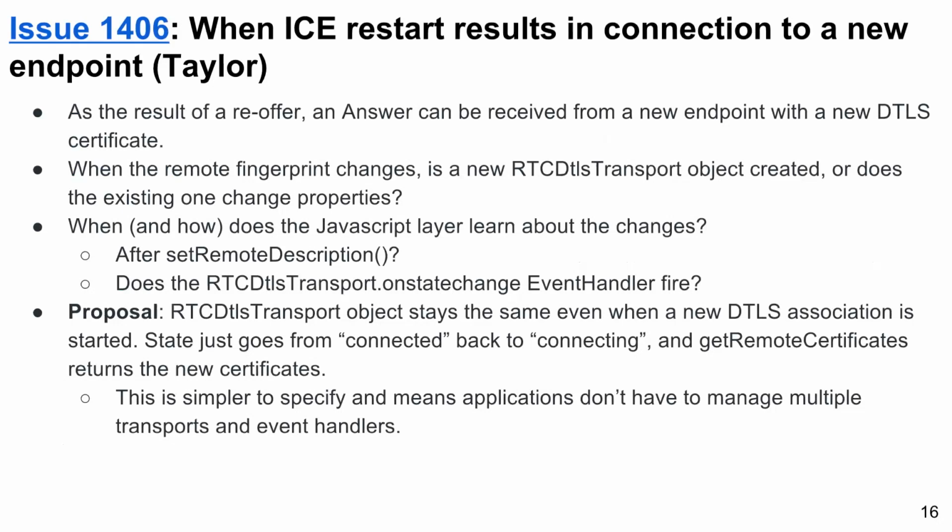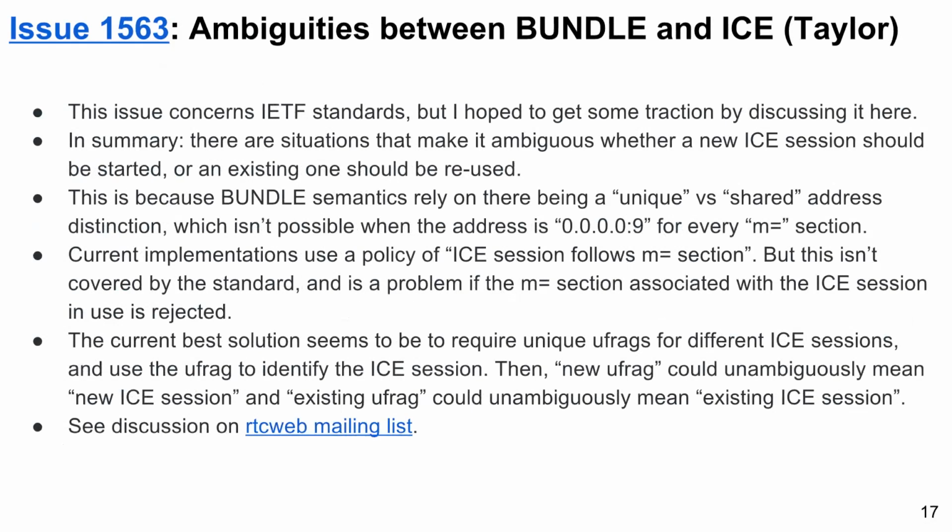All right, does anyone disagree, or are we okay with both: ICE restarts use the same ICE transport object, and new DTLS associations on the same M section use the same DTLS transport object? Sounds like we have consensus. All right, that was a lot easier than I expected. Don't worry, other ones will be hard to make up for it.